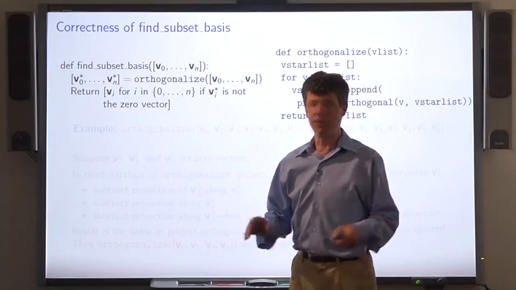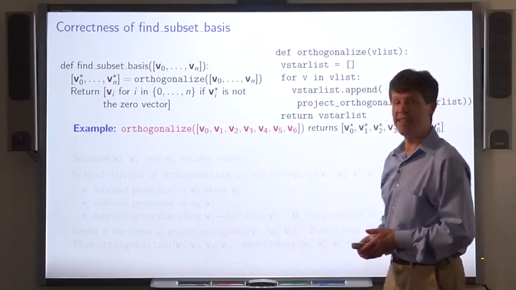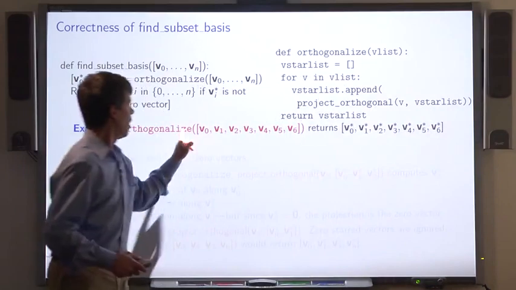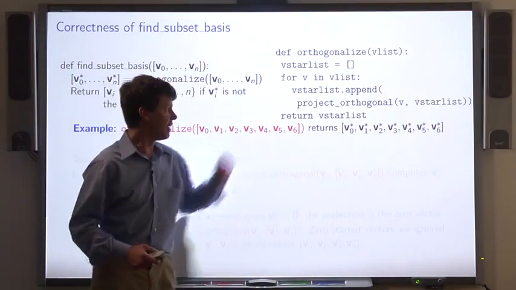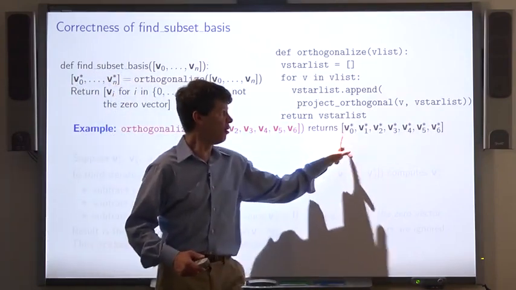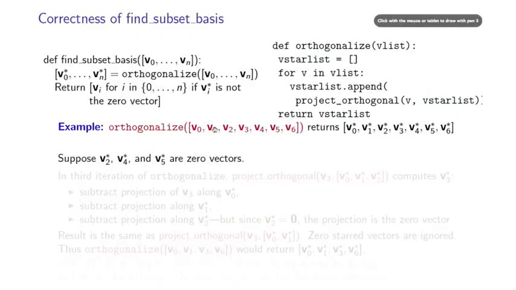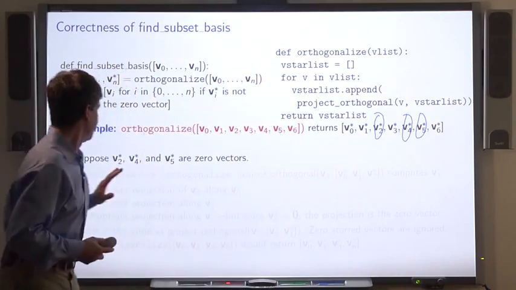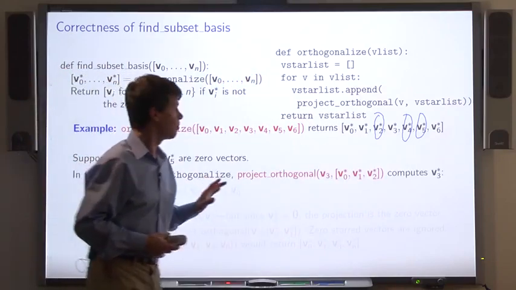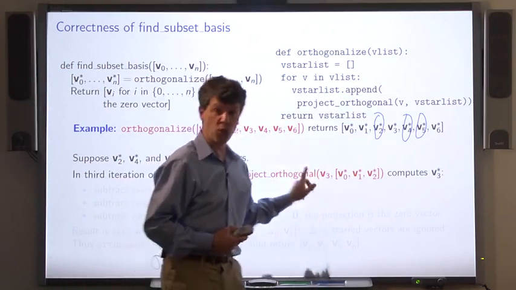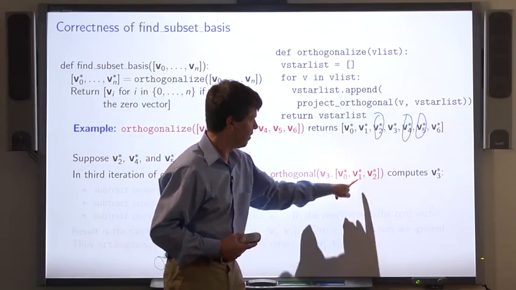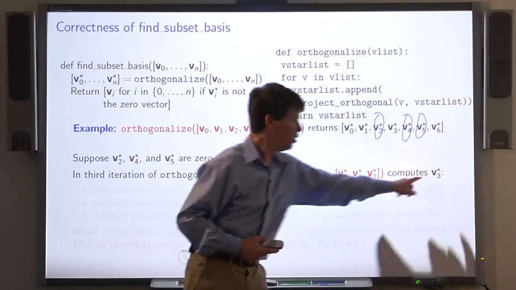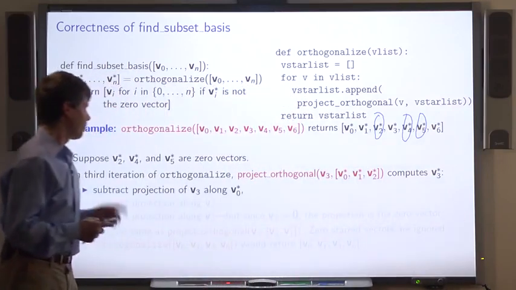I'll illustrate by example that the algorithm is correct. Let's say we ran orthogonalize on v0, v1 through v6 and got back v0 star through v6 star. Let's suppose, as before, that v2 star, v4 star, and v5 star are 0 vectors. So consider how orthogonalize would run. In its third iteration, it takes v3 and projects it orthogonal to the vectors v0 star, v1 star, and v2 star to compute v3 star. Well, how does it do that?